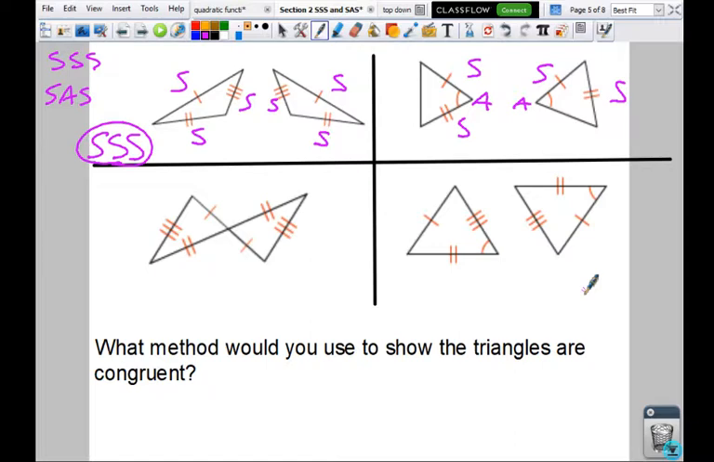So, I can't use side, side, side because I don't have three sides. Okay. I can't use side, angle, side because my second triangle right here, my angle is not between my sides. So on this one, I can't use anything, it's none. There is no method I could use.